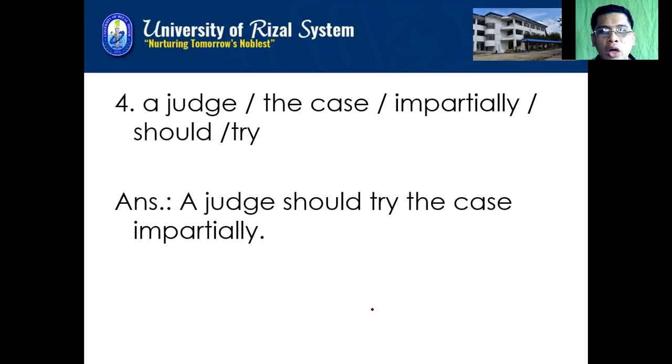Fourth, a judge should try the case impartially. A judge should try the case impartially. A judge is your subject. Should try is your transitive verb, and the case is your direct object. Impartially is your adverb. Why? Because a judge should try what? The case. It answers the question what. It gives it as the idea or affirmation that the case is a direct object. Hence, the sentence pattern is subject, transitive verb, direct object plus the adverb.